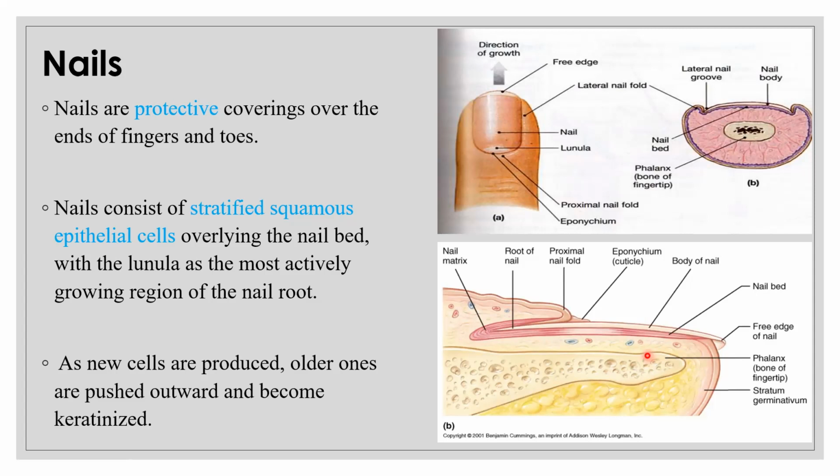The lunula is the most actively growing region of the nail root. This is the nail matrix, and this is the lunula. This is the eponychium, the proximal nail fold, the cuticle of the nail. As new cells are produced, older ones are pushed outward.